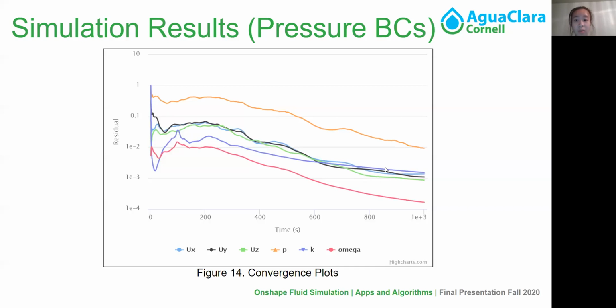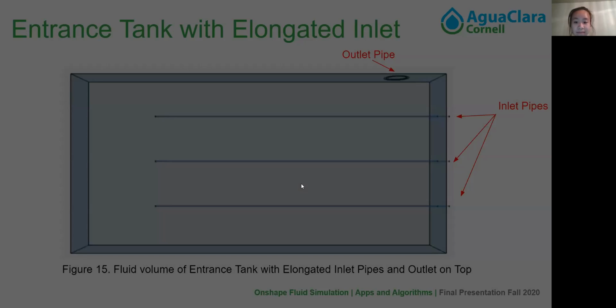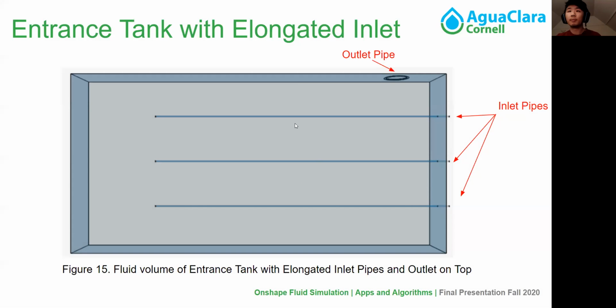We also plotted the convergence plots and noticed that the longer the simulation time, the less residual there is. This convergence plot is a lot smoother and has a lot less noise than the convergence plot with velocity boundary conditions. Therefore, we decided to continue using the pressure boundary conditions for the rest of the simulation models.